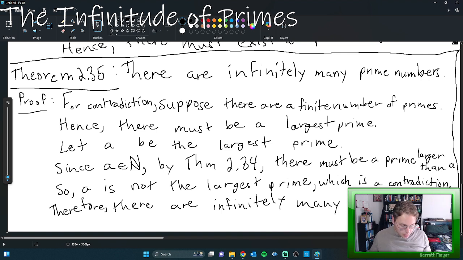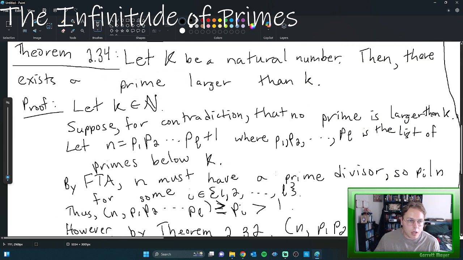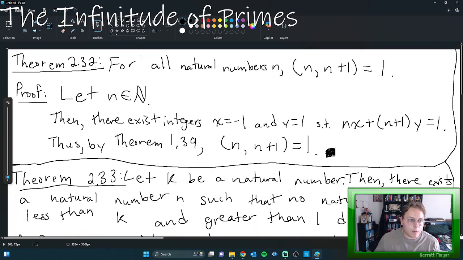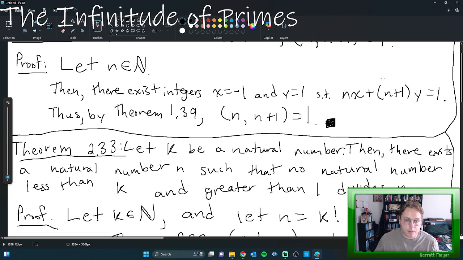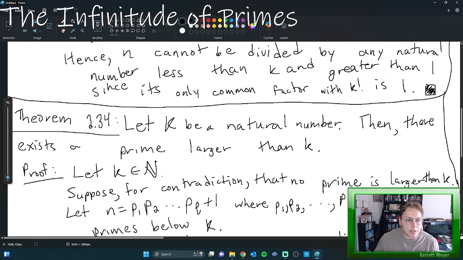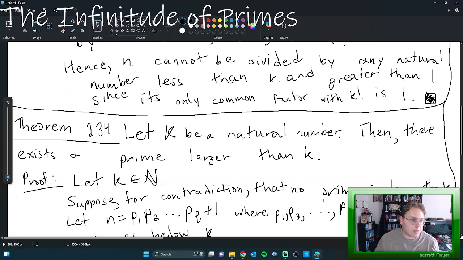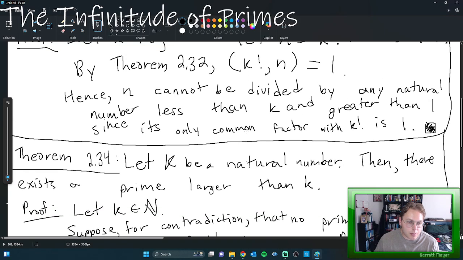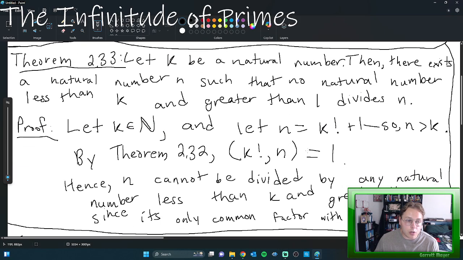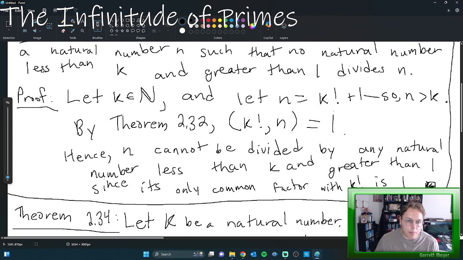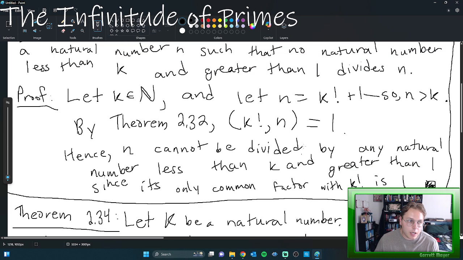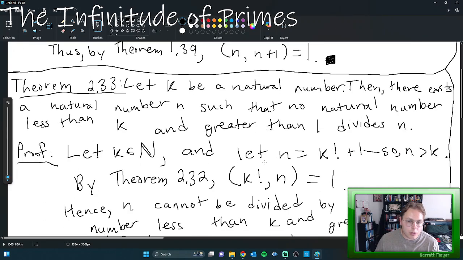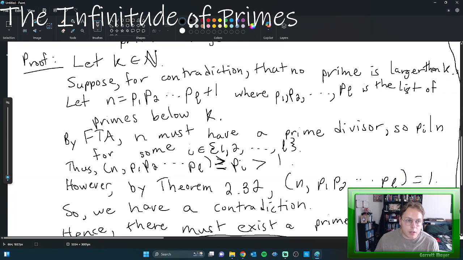Okay, so let's look at our train of logic here a little bit. So we started just by showing consecutive numbers have to be relatively prime. I don't think we actually used theorem 2.33. I think it could have been used in theorem 2.34 to make that a little bit simpler potentially, but it just kind of shows a similar line of logic by using a factorial plus 1 and then combining that with theorem 2.32 in order to show that n can't be divided by any of the existing prime numbers.